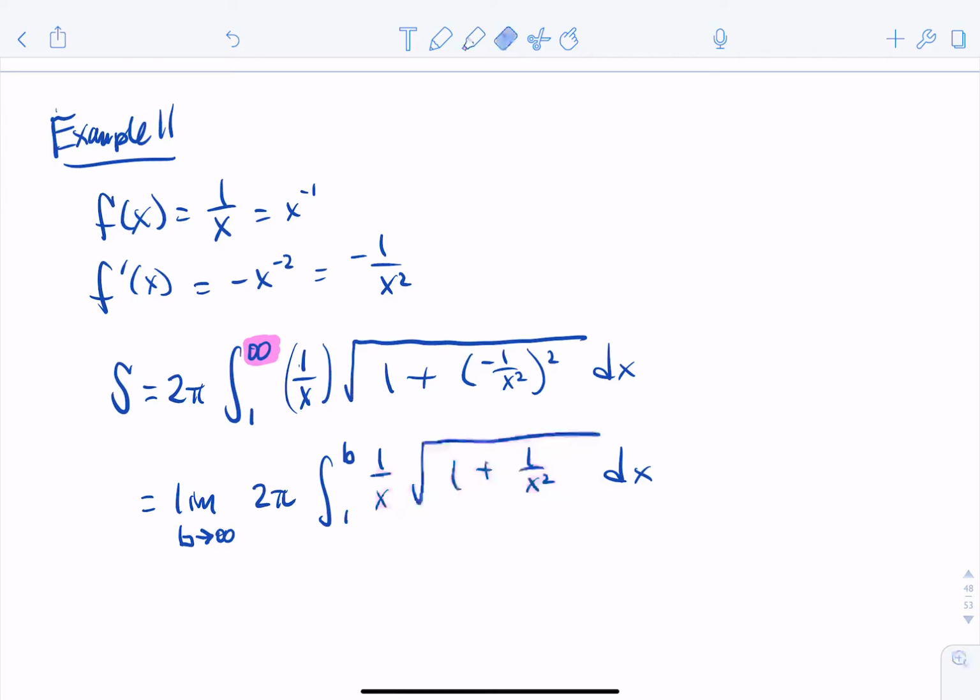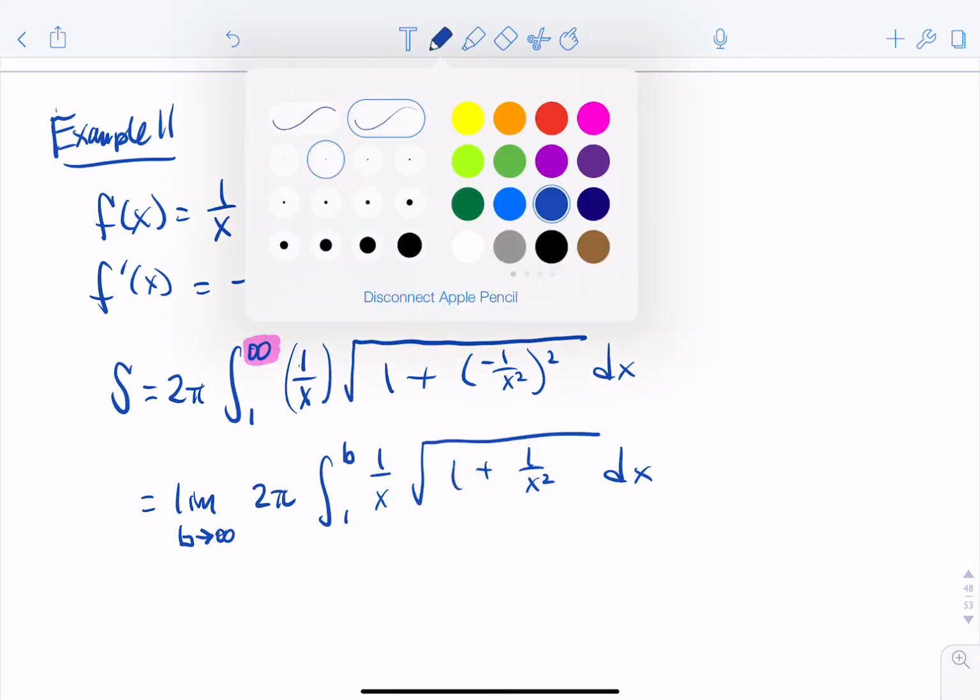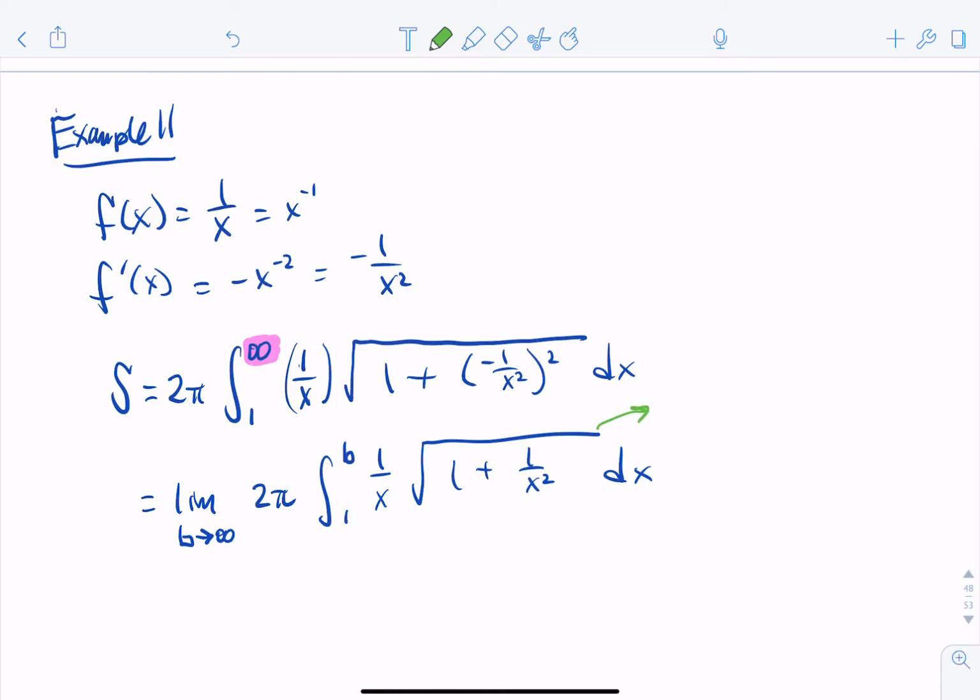And so what we need is what we're going to call a comparison test. And what that means is we're going to take this integral and compare it to something that we already know something about. How does it compare? And essentially it's going to go like this. Is our integral smaller than a convergent one, so it has to converge, or is it bigger than a divergent one, which makes it diverge?